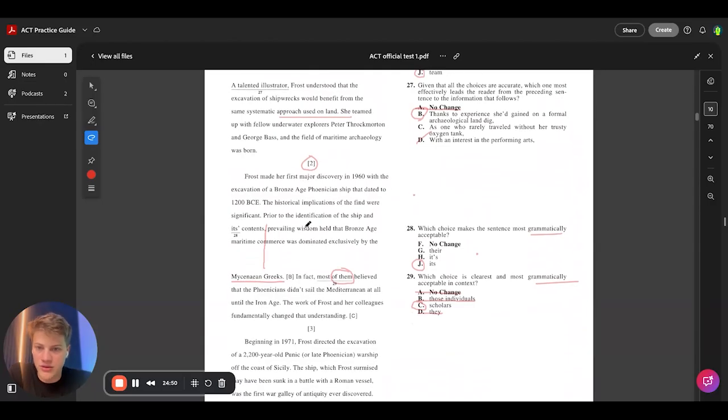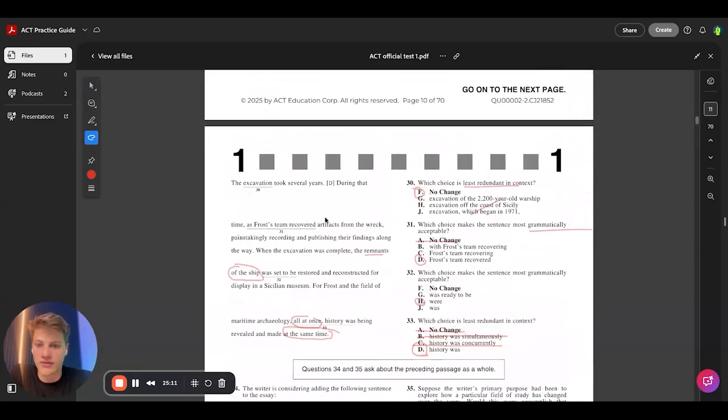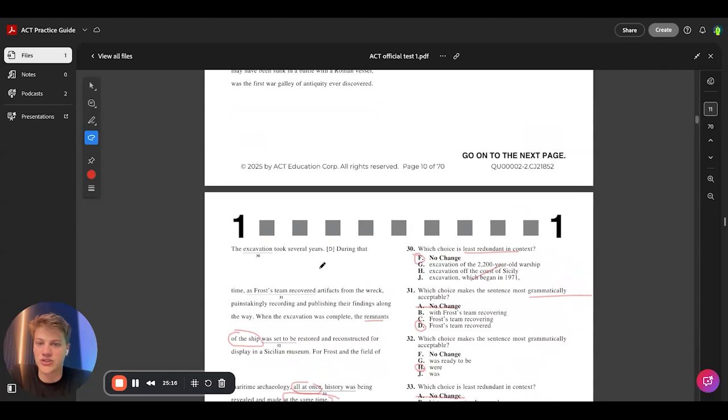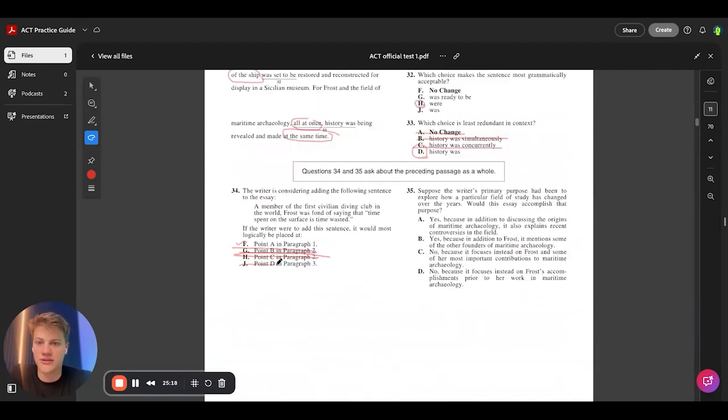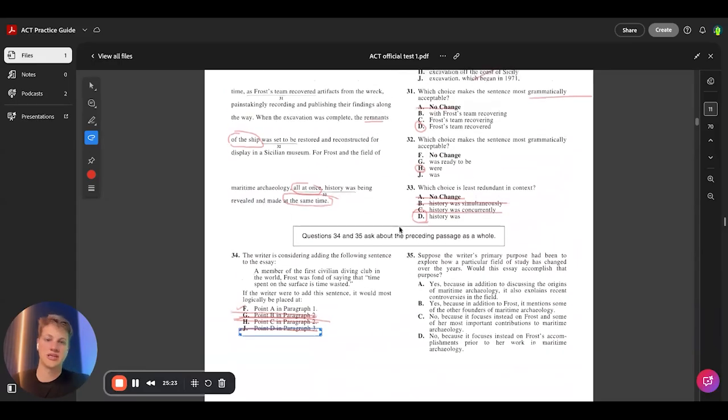That is right here. "Prior to the identification of the ship and its contents, prevailing wisdom held that the Bronze Age maritime commerce was dominated exclusively by the Mycenaean Greeks." It makes no sense to talk about how our character was fond of saying time spent on the surface is time wasted here. It's not going to be anything in paragraph 2. Point D in paragraph 3 is "The excavation took several years." Yeah, we're not going to have a sentence about how she was fond of saying that time spent on the surface is time wasted there either.